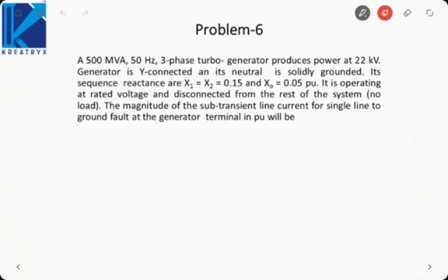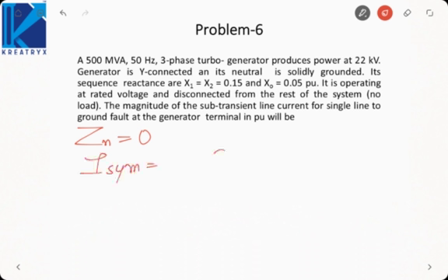In our next problem, it is saying a 500 MVA 50 Hz 3-phase turbo generator produces power at 22 kV. The generator is star connected and the neutral is solidly grounded. So Zn is 0. Its sequence reactances x1, x2 and x0 are given. It is operating at rated voltage and disconnected from the rest of the system. We need to find the subtransient line current for SLG fault.